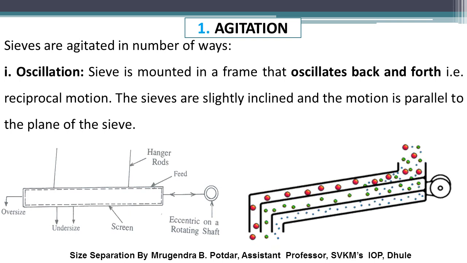If you observe the diagram, red particles are separated from green, which are separated from blue. Initially there is a mixture of powders, red, green and blue, but after oscillation, after agitation, after movement of the sieves, the exact size separation will take place as per the different sieves.